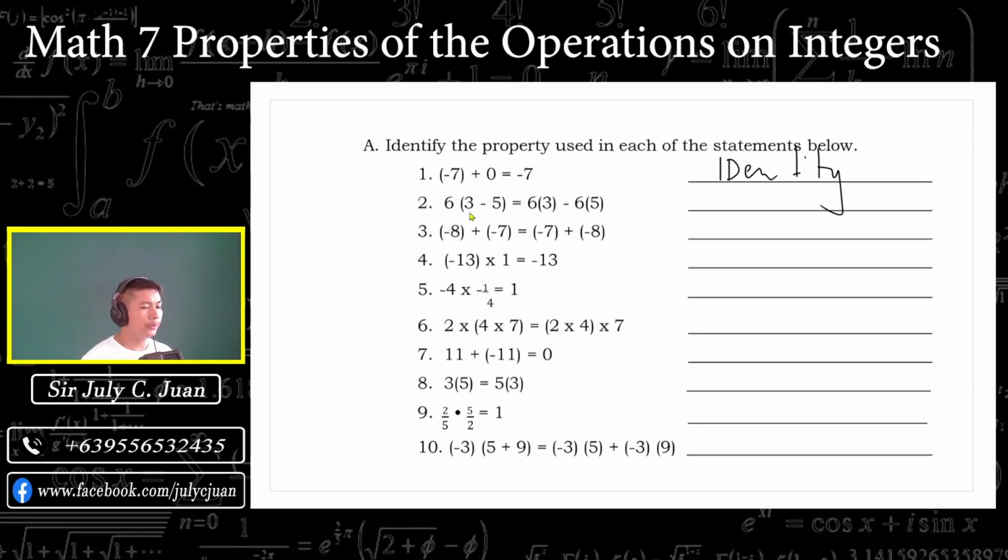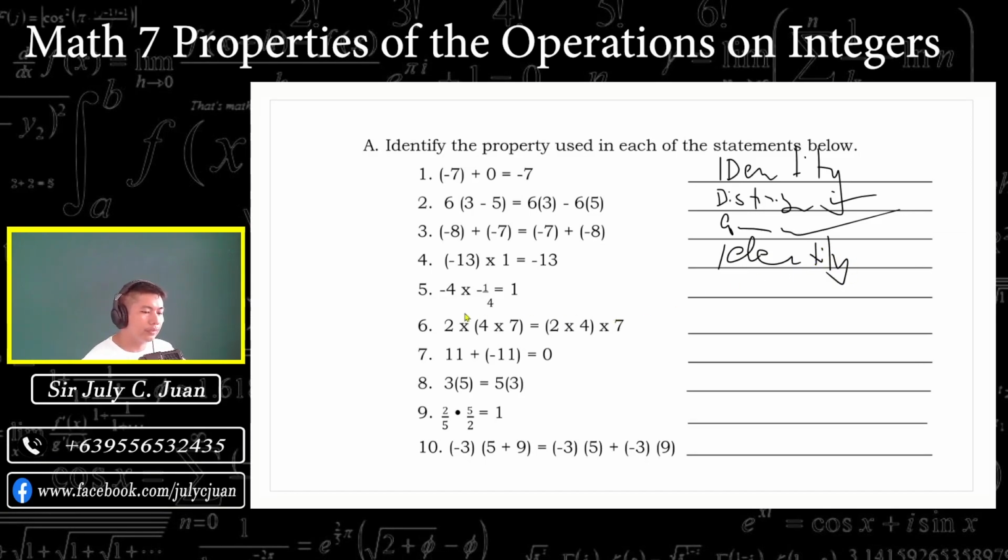Okay? Next, number 2, pansinin natin anong nangyari. Dinistribute natin yung 6. Okay, so from the word distribute, syempre, that is now distributive property. Okay, so bahala na kayo dyan. Next, we have negative 8 plus negative 7 equals negative 7 plus negative 8. Pansinin natin yung kanilang pwesto. Nauna si 8 dyan, nauna si 7 dyan. Okay, tama. So that is commutative property. Next, we have negative 13 times 1 as negative 13. Yan, tama. That is identity.